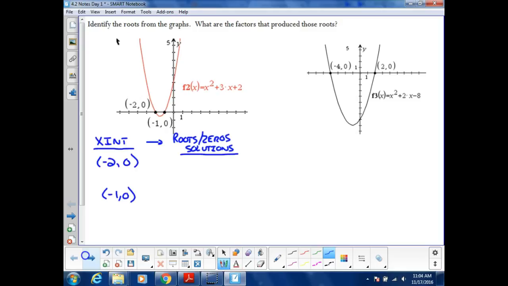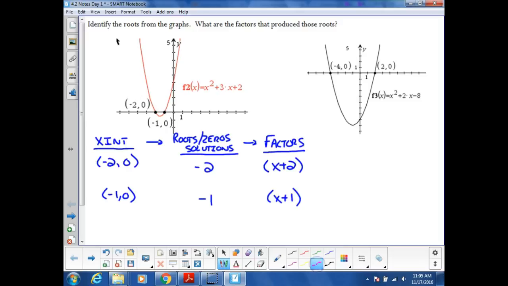Okay. So that would be then -2 and -1, correct? Okay. Those also then are factors, right? What are the factors associated there then? One of them is x+2. And the other one is x+1. Now, what does it mean to be a factor?